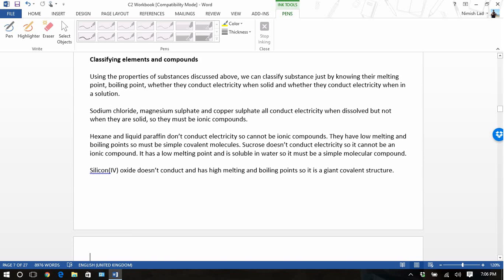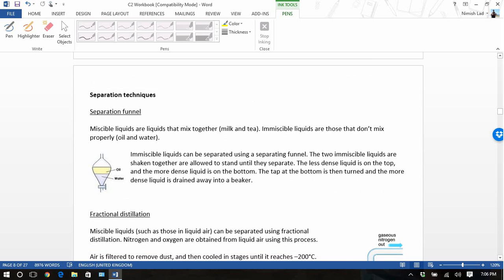So that's how we classify. Think about the boiling point, think about the melting point, think about whether it conducts electricity, think about whether it conducts electricity when it's dissolved.